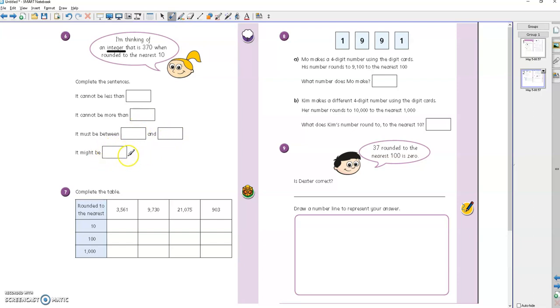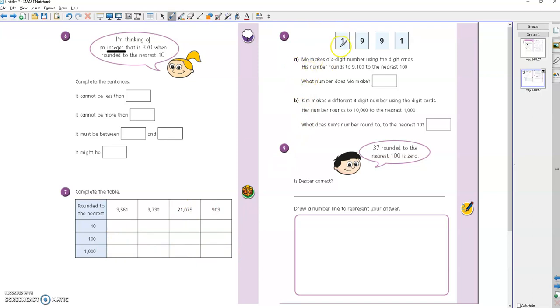And here it's what it might be. So there's not a definite answer there. There's probably 10 answers. Maybe for an extra challenge, see if you can find all 10. Is it 10? Here then you're completing the table. So you've got to round all these numbers to the nearest 10. Then round all those numbers to the nearest 100. Then round all those numbers to the nearest 1,000 here.